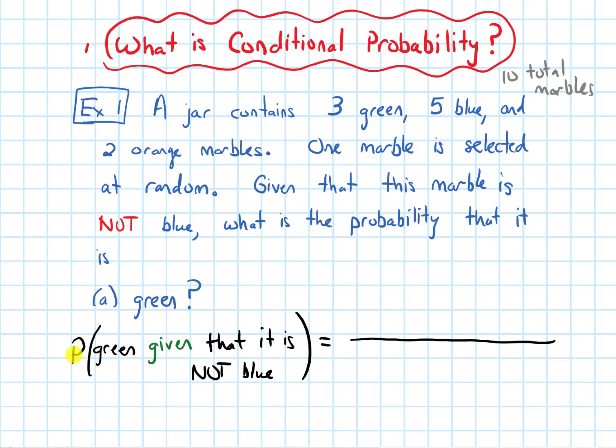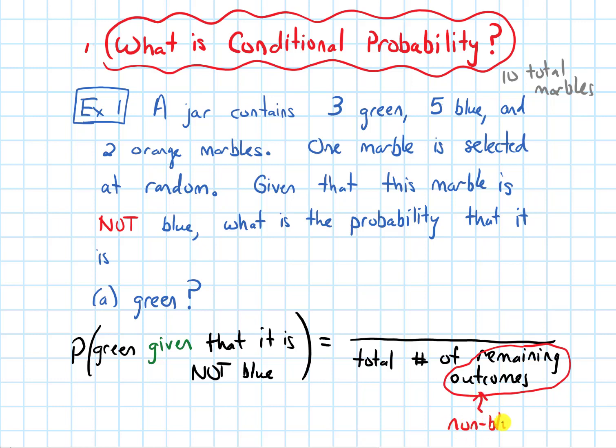Okay, so when we want to find the probability of getting a green one, given that this marble is not blue, we are sort of limiting ourselves to the universe of non-blue marbles. So in the denominator, instead of writing the total number of outcomes, I'm going to write the total number of remaining outcomes. And by remaining outcomes, I mean that we are limiting ourselves to the non-blue marbles. Okay, and on the numerator, we have the number of successful outcomes.